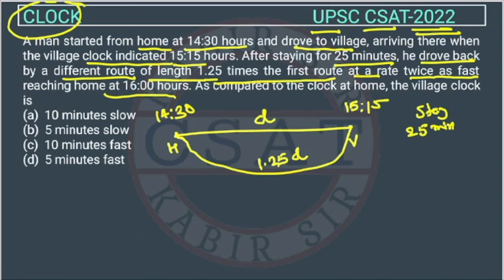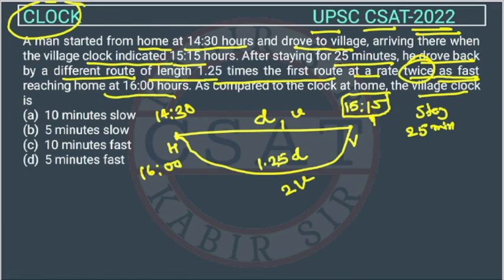So the speed here was v, and here he is going fast, like 2v, because they have given twice as fast. And he is reaching home again at 16 hours, as compared to the clock at home. We have to tell whether this village clock, which was showing 15:15, was slow or fast, and by how much.